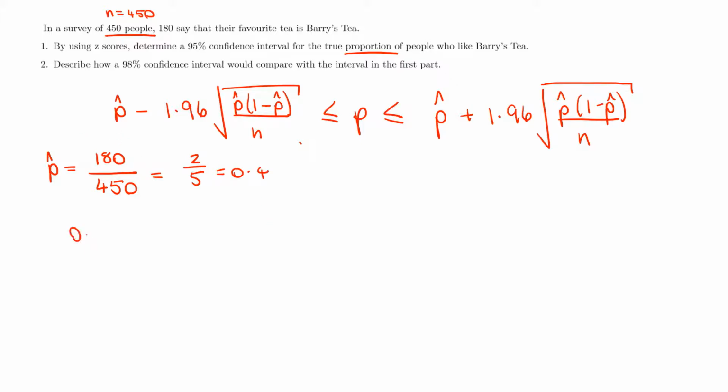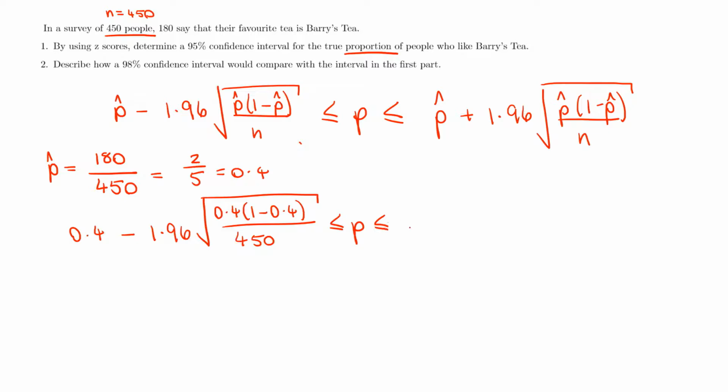So we're going to get 0.4 minus 1.96 times the square root of 0.4, 1 minus 0.4, all over 450. And all that is going to be less than or equal to p, less than or equal to the exact same again, but this time with a plus.